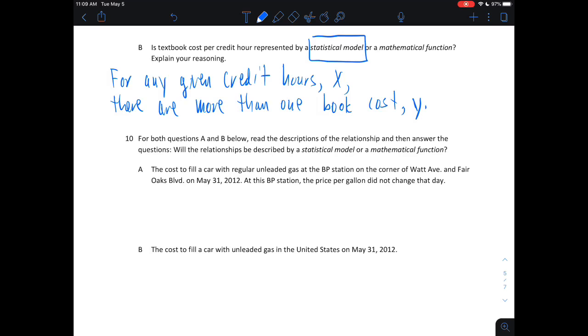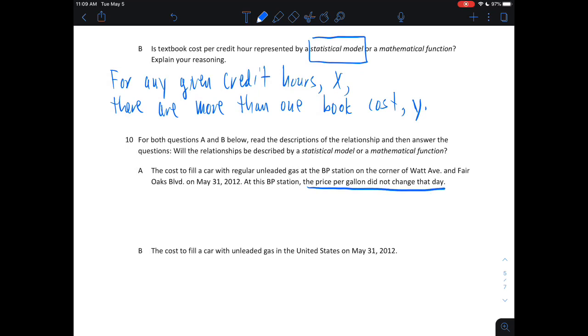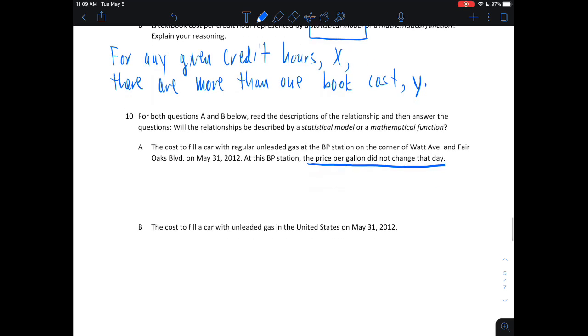Let's compare that now to Part B. The cost to fill a car with unleaded gas in the United States on May 31st, 2012. To answer which one is a statistical model and which one is a mathematical function, how about we just ask ourselves this? With Part A, is it possible that for however many gallons of gas that we got, the price per gallon would change at that particular gas station on that day? In Part A, it says the price per gallon did not change. But now how about Part B? Is it possible that the price per gallon of gas could be different in different parts of the United States? Definitely. If you have ever lived anywhere else, you know that gas can be different than what it costs us here in Long Beach.